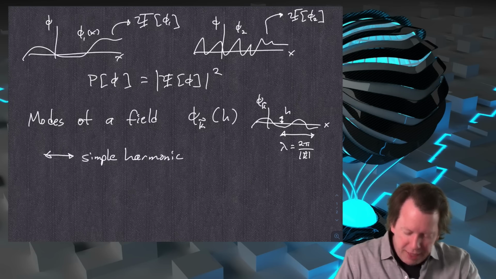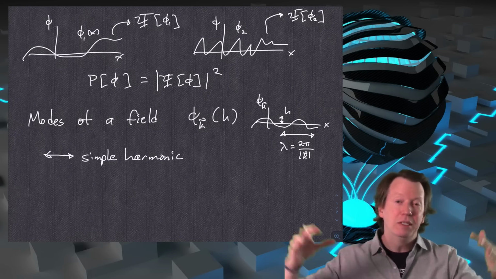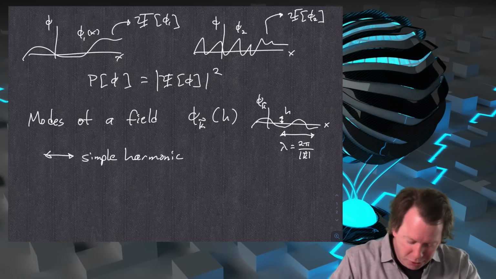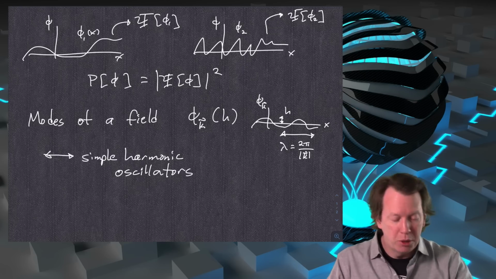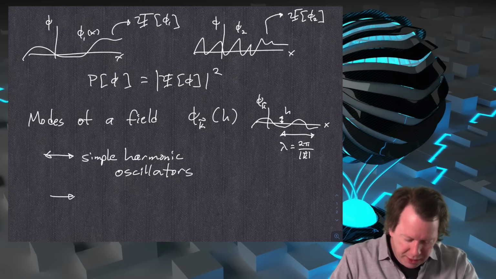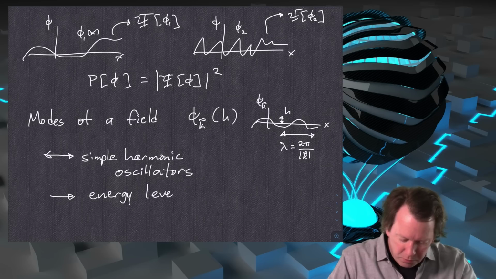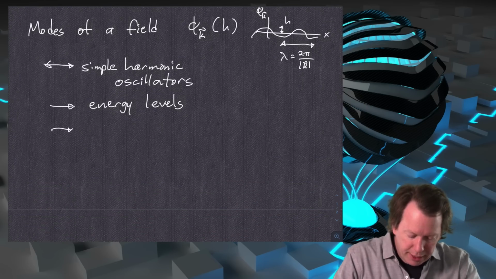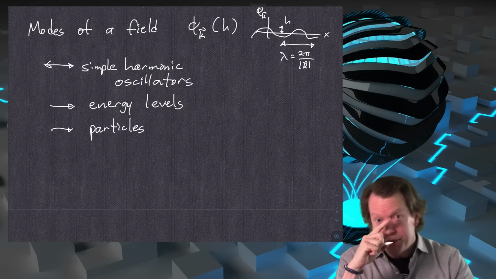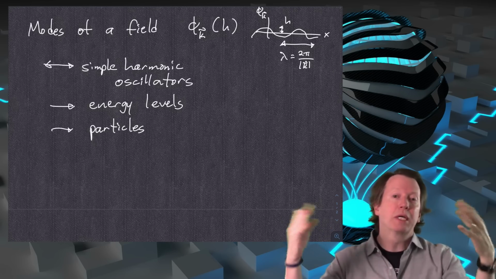Of course, there are an infinite number of modes, so that's an infinite number of simple harmonic oscillators vibrating all throughout space. And we can quantize a simple harmonic oscillator, solve the Schrödinger equation one by one, and we find that there are energy levels equally spaced. And then we interpret those energy levels as collections of particles. So at the end of the day, a quantum field is just an organizational tool.